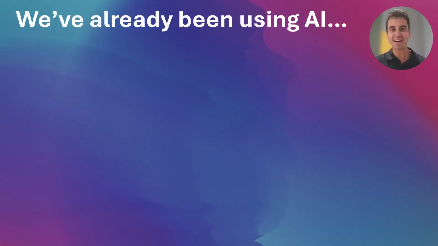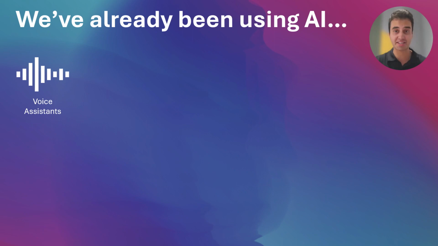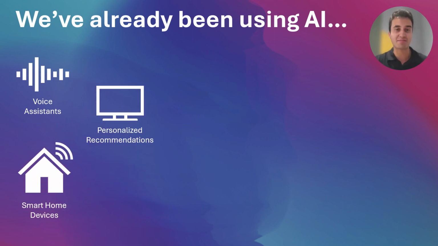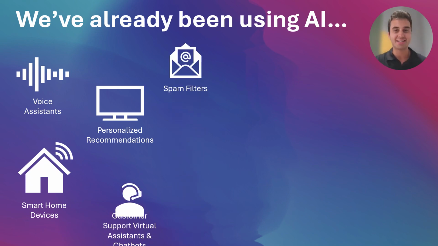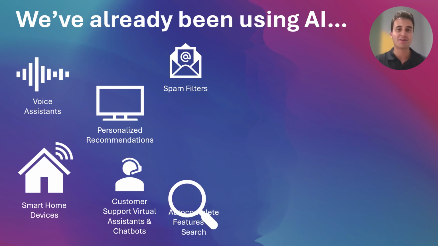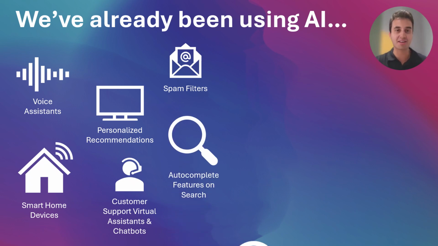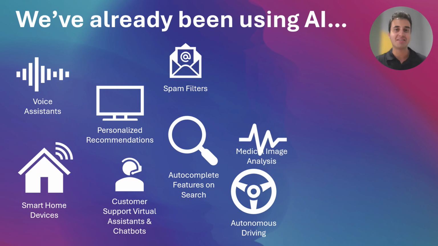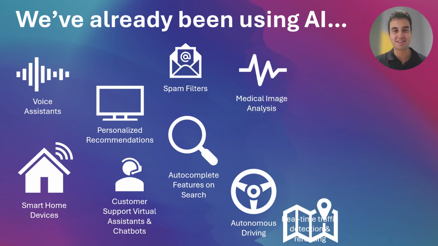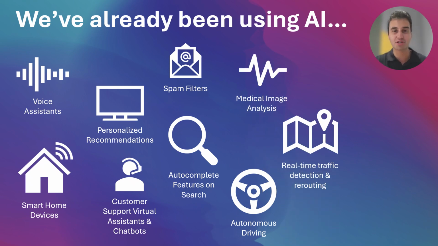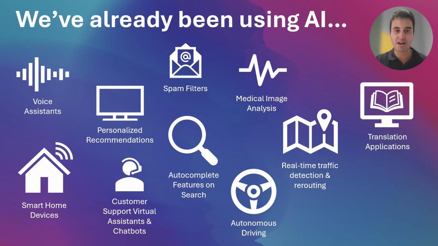Not only has AI been around for a while, we've actually been using it a ton in our day-to-day lives. Here are some examples. We use voice assistants on our phone, smart home devices that automate tasks, personalized recommendations on streaming platforms, spam filters on email accounts, chatbots and virtual assistants, auto-completion when you're searching something, autonomous driving technology, medical diagnosis and image analysis, real-time traffic detection and detour solutions on map apps, language translation platforms, and targeted advertising algorithms.